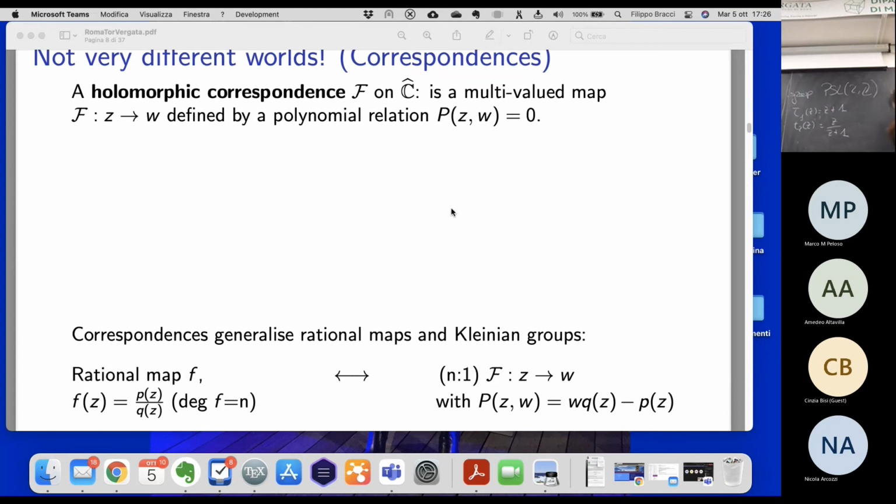So, correspondences are a multi-valued map defined by a polynomial relation P(zeta, W) equals 0, where the polynomial has degree 2 in zeta and degree 2 in W. So the zero set of a polynomial of degree 2 in two variables defines an algebraic surface, call this S, which is this. And then we can consider the projection on the Riemann sphere where zeta lives, and the projection on the Riemann sphere where W lives.